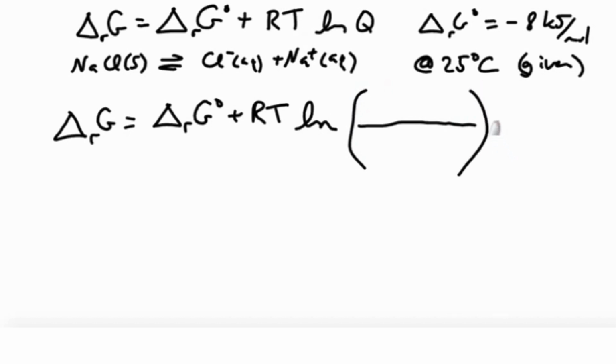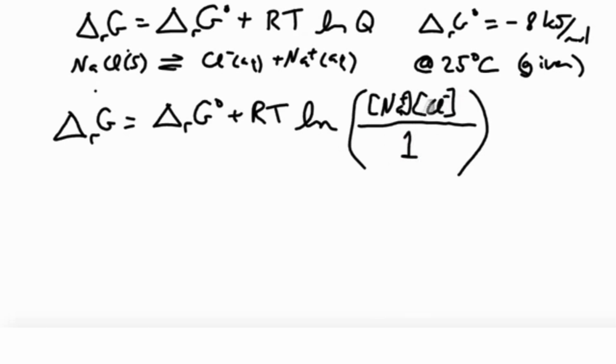So Q is products over reactants. So we've got the concentration of sodium, the concentration of chloride. And neither one of those has a coefficient, so we don't have any exponents here. For solids or liquids that are pure, we just plug in a 1 down here. So often we'll omit this since we're just dividing by 1.